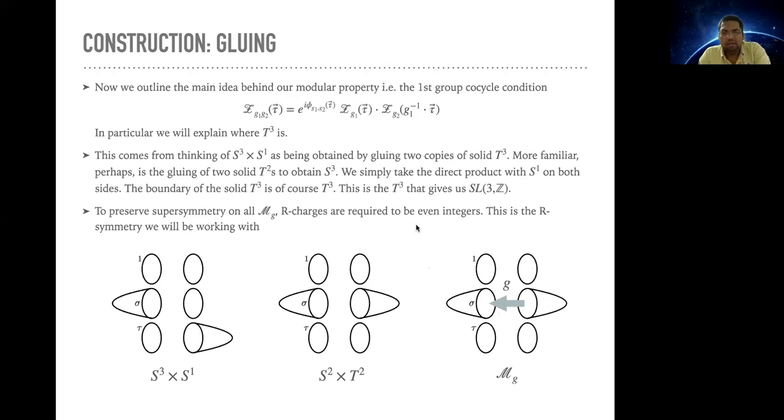Okay, so this whole construction would be applicable to those theories which do have an R symmetry with which the R charges of all the fields are even integers. So even if you didn't have that, you could make it by combining the R symmetry that you have with some global symmetries and achieving this condition.